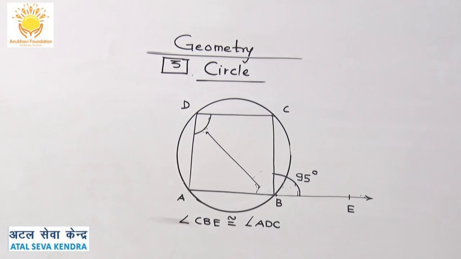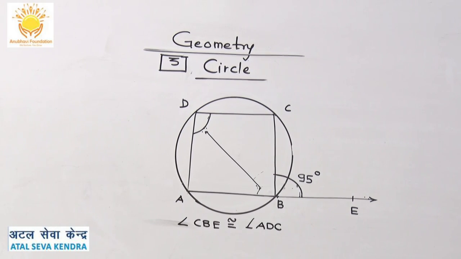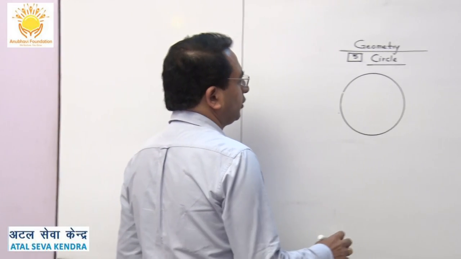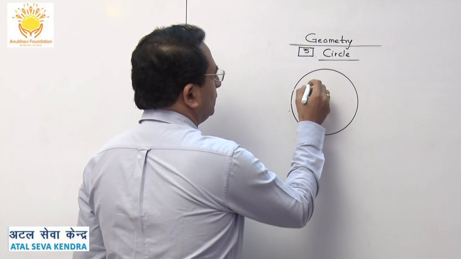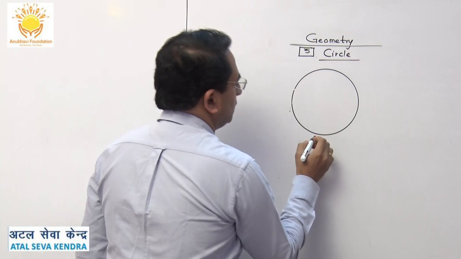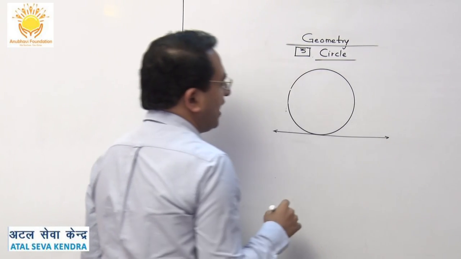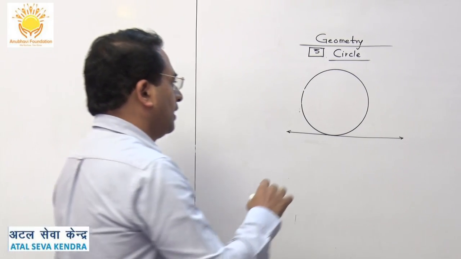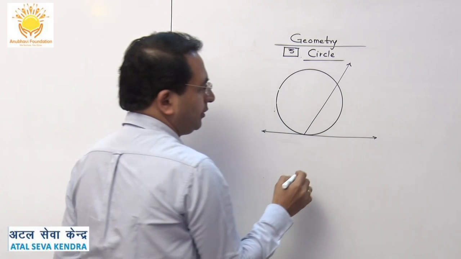I hope this particular thing is clear to you. This is related with exterior angle of cyclic quadrilateral. We will discuss one more theorem now. Now we are having this, what we call as tangent, and this one is called as secant.